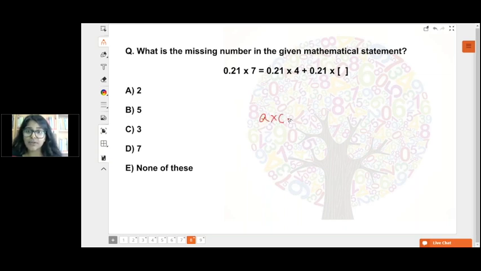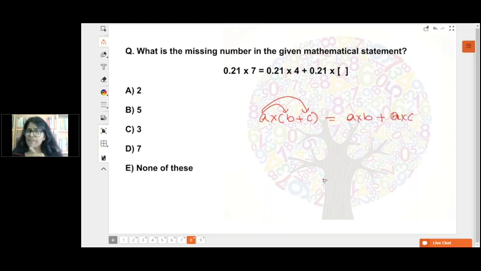You have learned this, I'll mention it here. If you have A into (B plus C), you know the distributive property over addition, right? And this is just like that. A, B, C are just any numbers. They can be decimals, integers, natural numbers, whole numbers, anything. So if you have this situation, you have to distribute A to both B and C. So we can write it as A into B plus A into C.